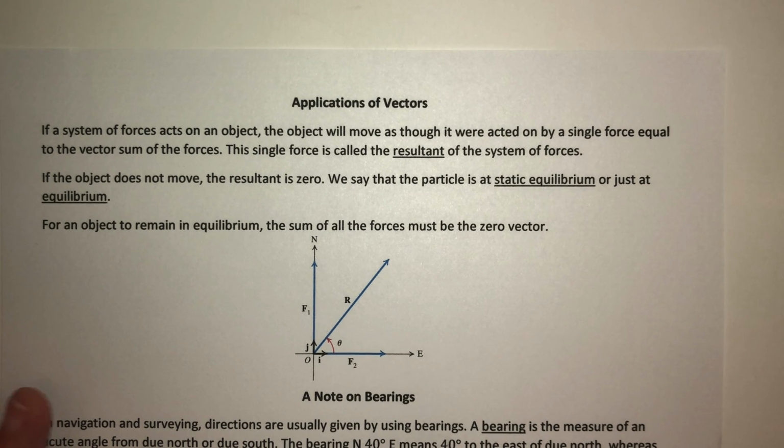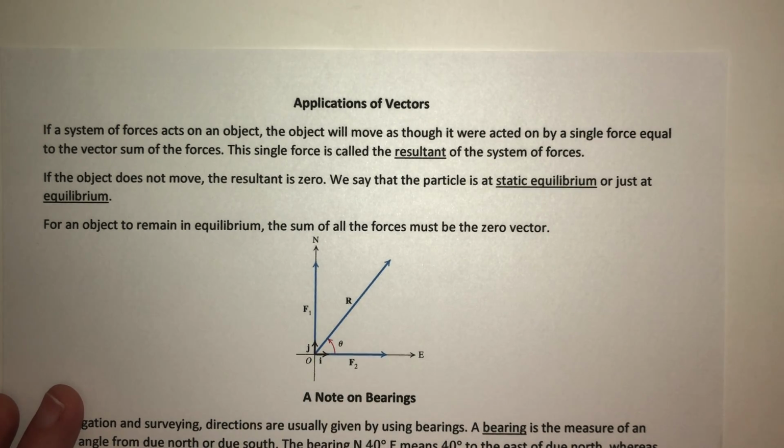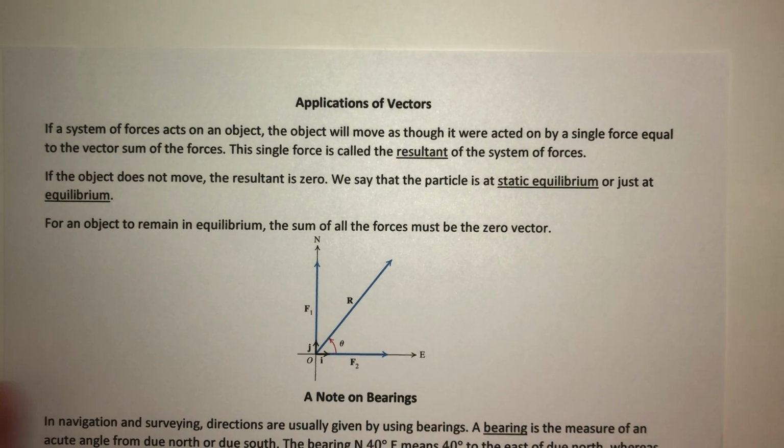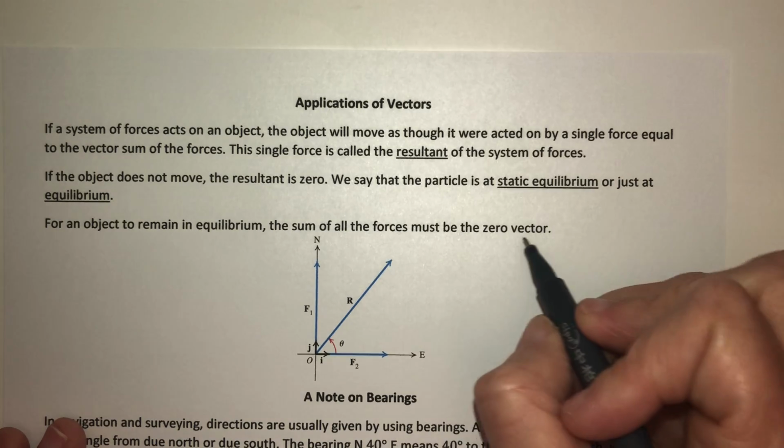So this type of thing is like, okay, you're flying due north, but the wind is blowing from the west. How does the wind push you? What direction do you really end up going? If the object doesn't move at all, the resultant is 0, and we say that whatever it is that's being acted upon, the particle, is at static equilibrium or just equilibrium. For an object to remain in equilibrium, the sum of all the forces must be the 0 vector.